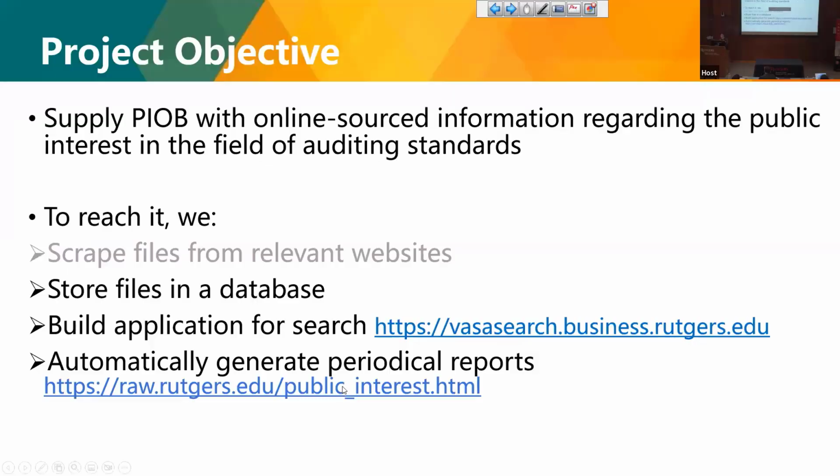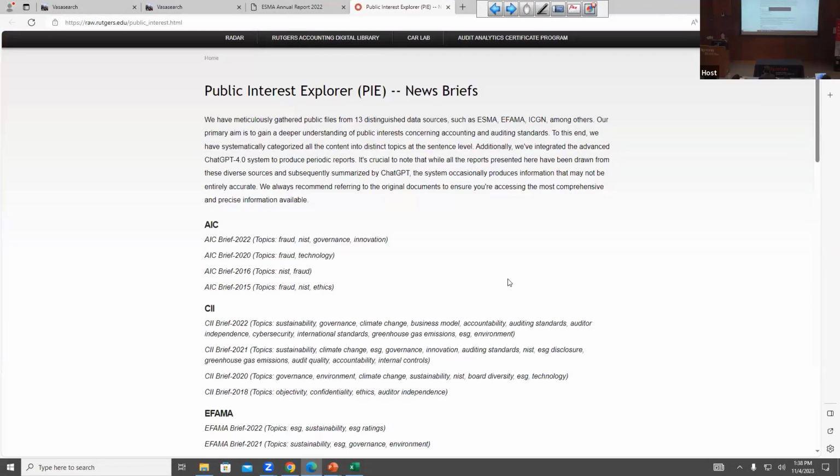Now I'm going to show you the reports we have generated, which are listed on our website. Here, the example is ESMA, a European organization. They published 50 documents in April of 2023. We want to see what they are talking about in these 50 documents, so we scan all 50 documents for topics and relevant information and summarize them into reports.